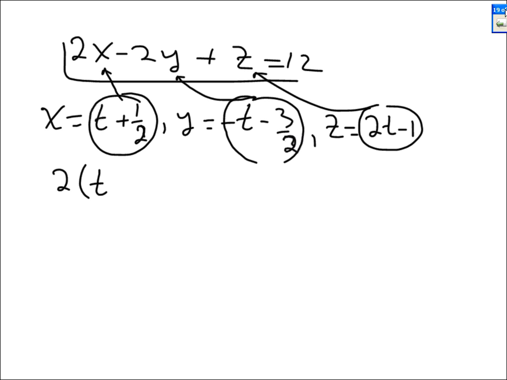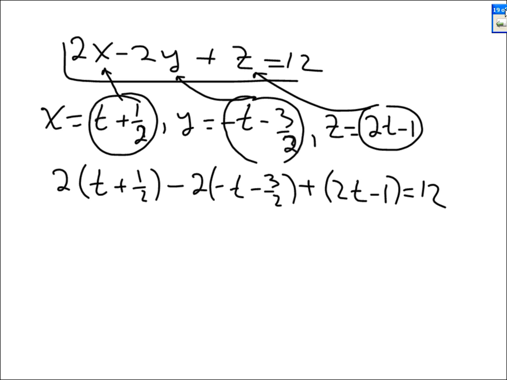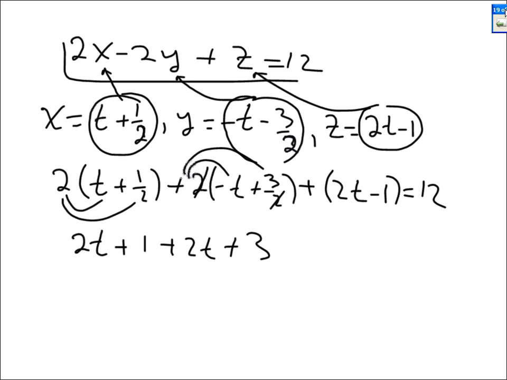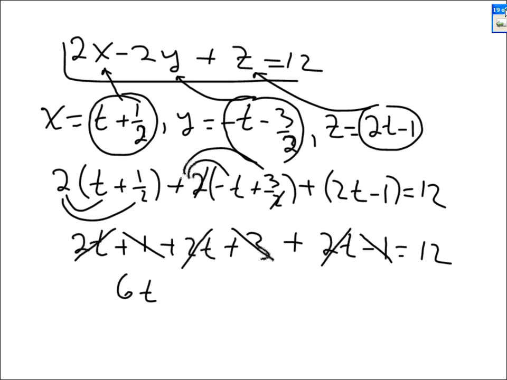2 times x minus 2 times y plus z. This is equal to 12. 2 times t plus a half is 2t plus 1, and minus 2 times negative t minus 3 halves is 2t plus 3, negative times a negative is positive, the 2's cancel out, plus 2t minus 1 is 12. 2t plus 2t is 4t, plus another 2t is 6t. 1 plus 3 is 4, minus 1 is 3. And this is 12. That must be 15.